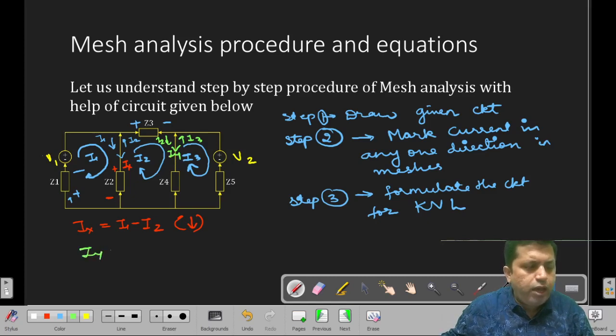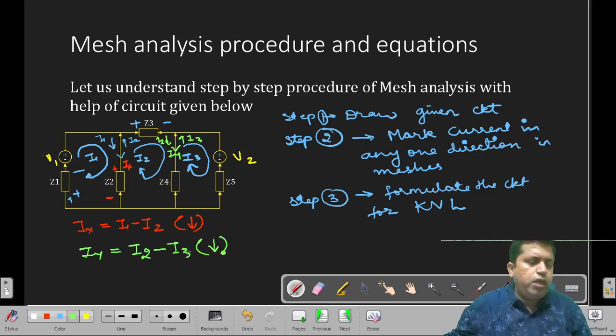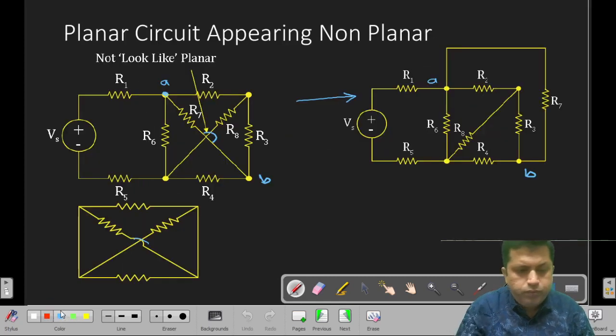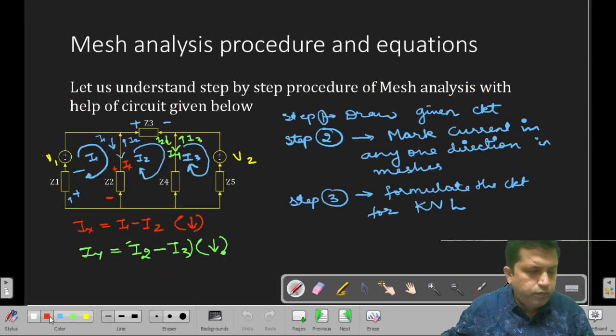So Iy is equal to I2 downwards, I3 upwards, so directions are opposite, therefore the sign will be opposite. So this current is downward. Let us say that this is also a total current. So this is step 3 and formulation of the current has been done.